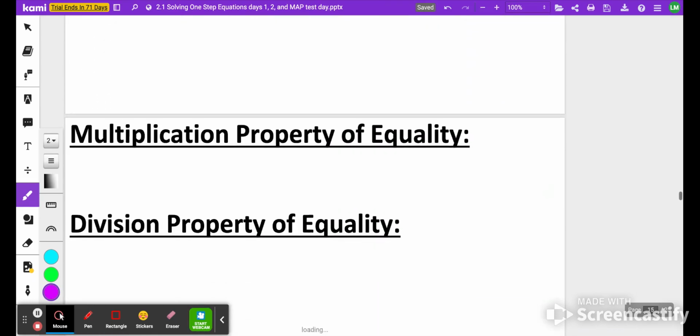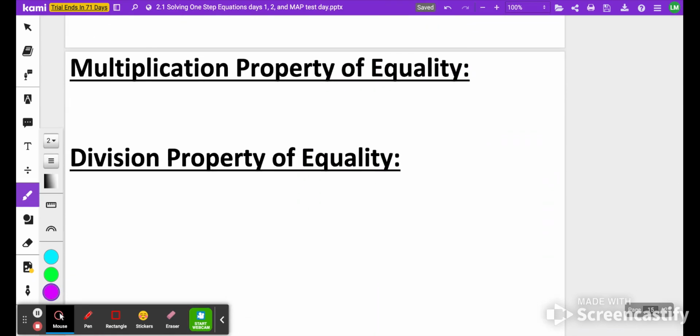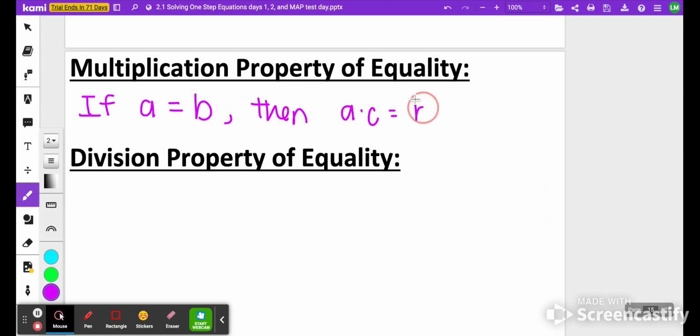The first thing we want to understand are the two properties of equalities that we're going to talk about, and we discussed this in the previous video. If A were to equal B, then A times C will be equal to B times C. You can also see it like this: AC is equal to BC. Means the same thing.